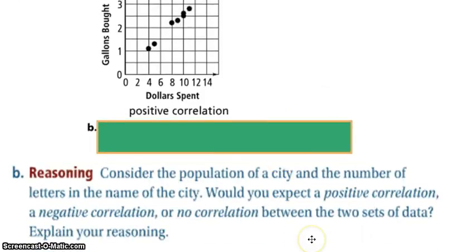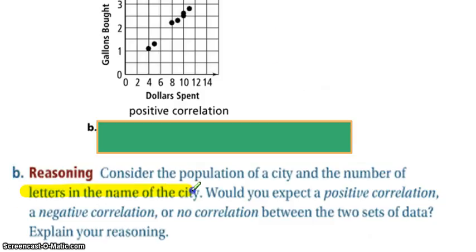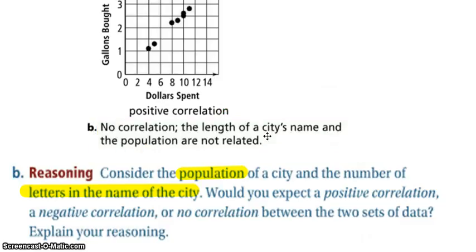We consider the population of a city and the number of letters in the city name. So since we're talking about letters in a city name compared to its population, try to decide to yourself what kind of correlation that would have. Of course, we know that the population in a city is not relative to its name. We can find lots of instances of that, but it just makes no sense.